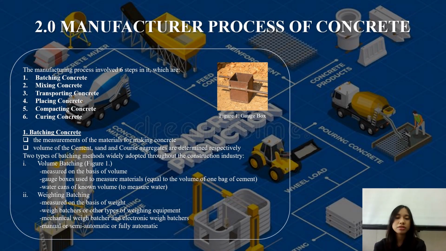I'm going to explore the manufacturing process of concrete. The manufacturing process involves six steps, which are batching, mixing, transporting, placing, compacting, and curing. By following the steps, a properly proportioned and completely mixed concrete will be produced. Each step has its own significance in the contribution of different properties to the finished product.